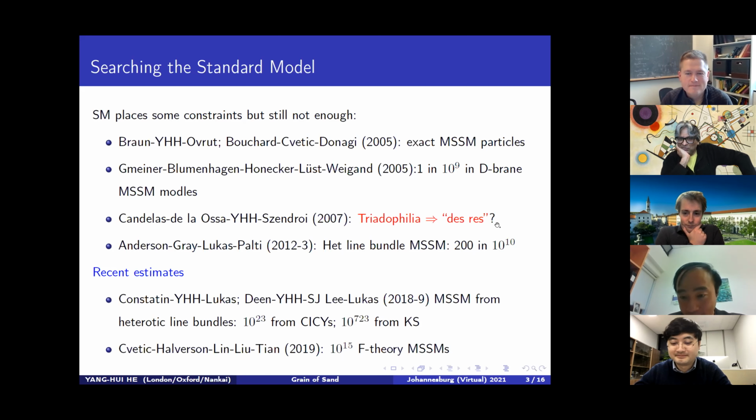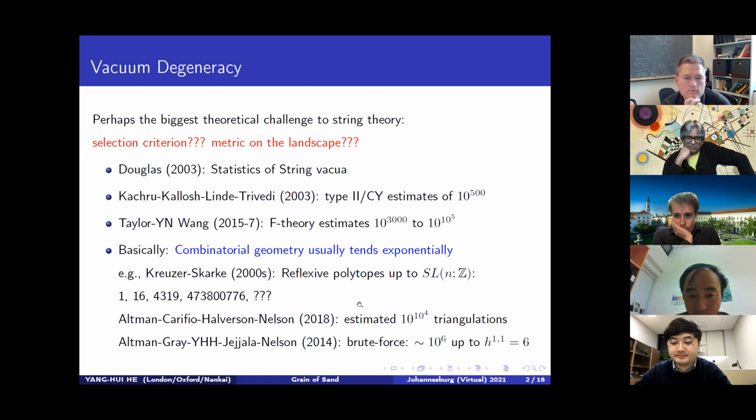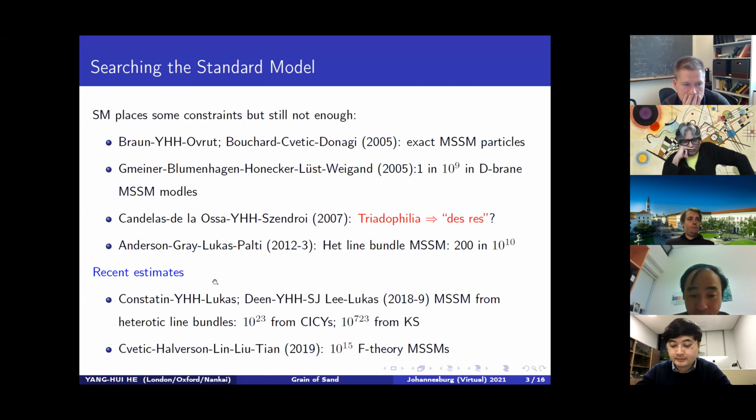So the standard model is a des-res within the space of actual string theory. And even that's only 1 in 10 to the 9th, and in the space of 10 to the 10 to the something, it's very, very small. You know, recent estimates, even on the number of exact standard models based on this heterotic line bundle work that Andre Lucas has been leading, give you a mole of models from the CICYs, and maybe even more from the KS, and Jim and friends have estimated 10 to the 15th F-theory standard models.